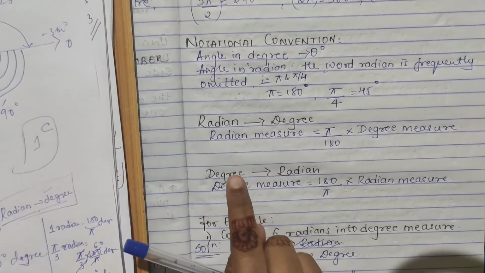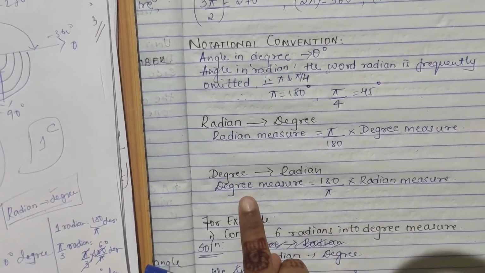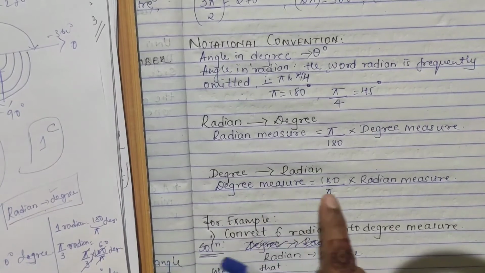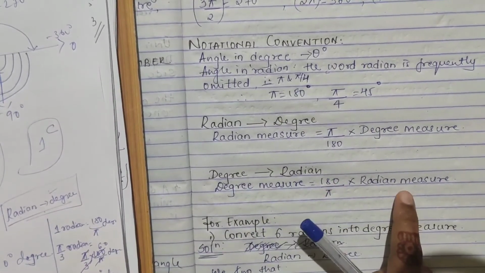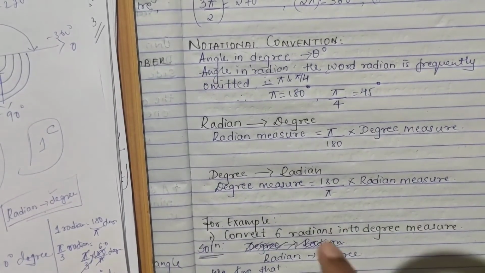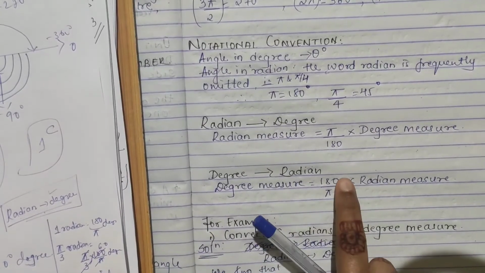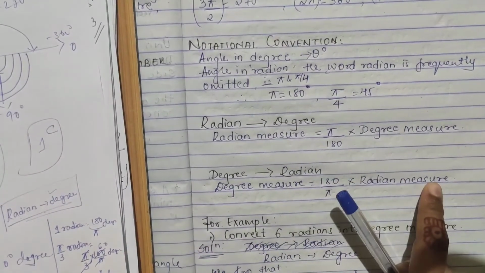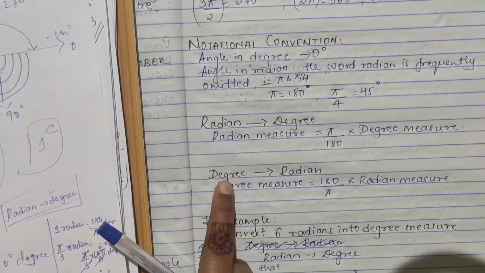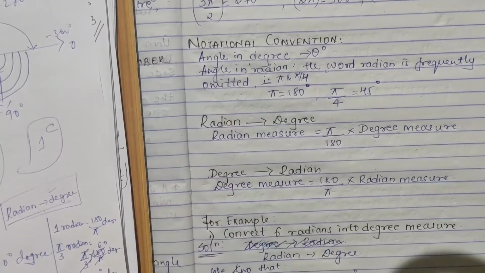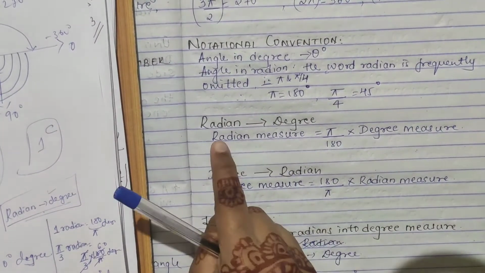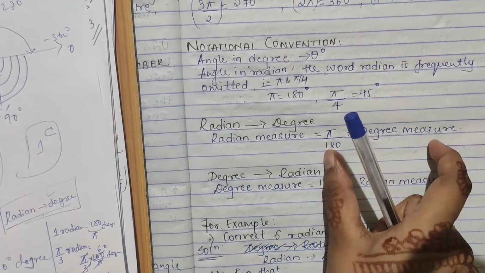See here, they were asking us for a degree measure, so it is 180 by pi into radian measure. Okay, when you have to find degree, you have to do it like this. When they are telling you to find radian, you have to do it in such a way.